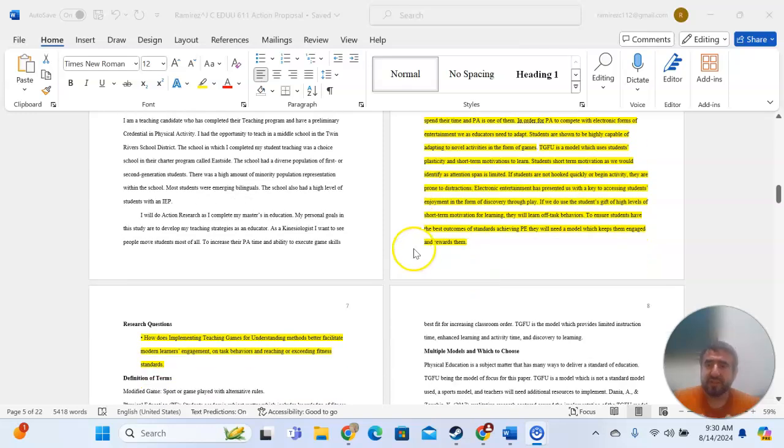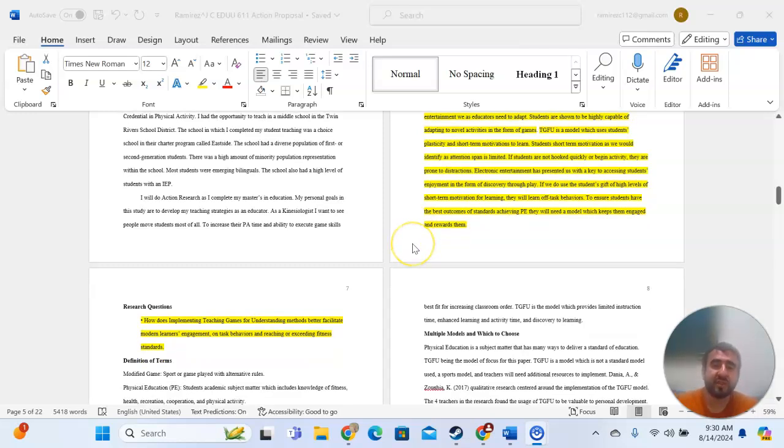And it provides that through ways of creating a novel experience, engagement, and discovery of learning. My research question is, how does implementing the teaching games for understanding method better facilitate modern learners' engagement, on-task behaviors, and reaching or exceeding fitness standards?